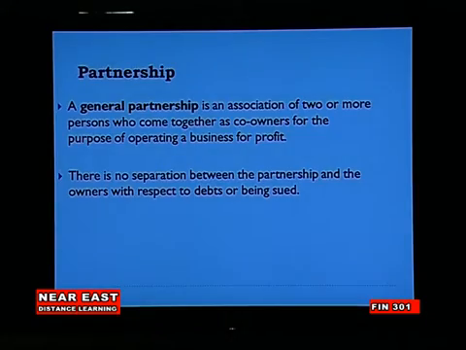Now, the first type, sole proprietorship, is owned by a single individual, while the second type, partnership, is owned by two or more. This type is divided into two sections: a general partnership and a limited partnership. A general partnership is an association of two or more persons who come together as owners for the purpose of operating a business for profit. Also, in this type, there is no separation between the owner and the company.